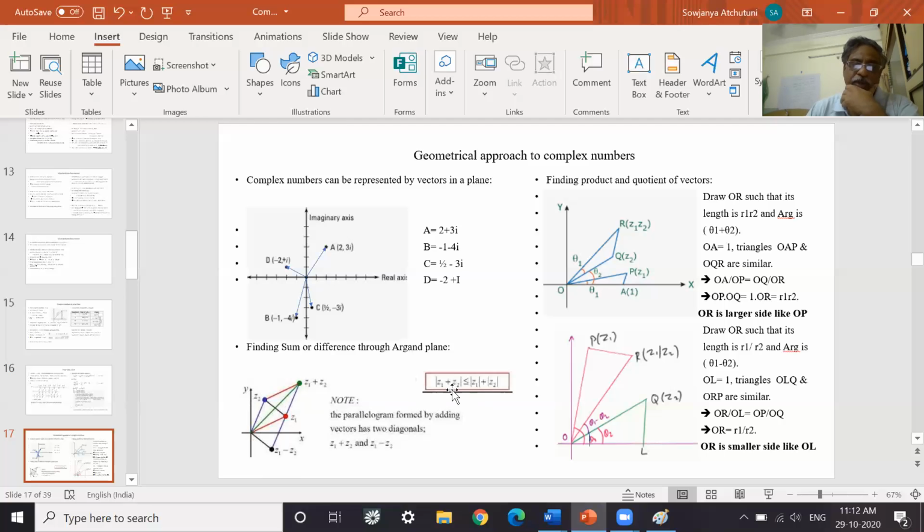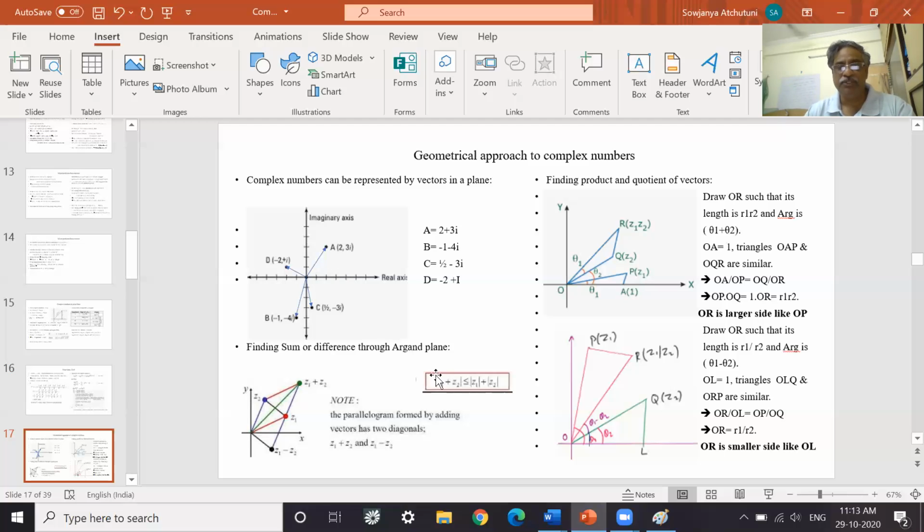You see here, mod of Z1 plus Z2 is the resultant. It is always less than mod Z1 plus mod Z2. As I told you, 3 plus 2 is 5, but the square root of 3 square plus 2 square is less. 3 square is 9, 2 square is 4, so 13. The square root of 13 is around 3 point something, since 4 square is 16. But 3 plus 2 is 5.